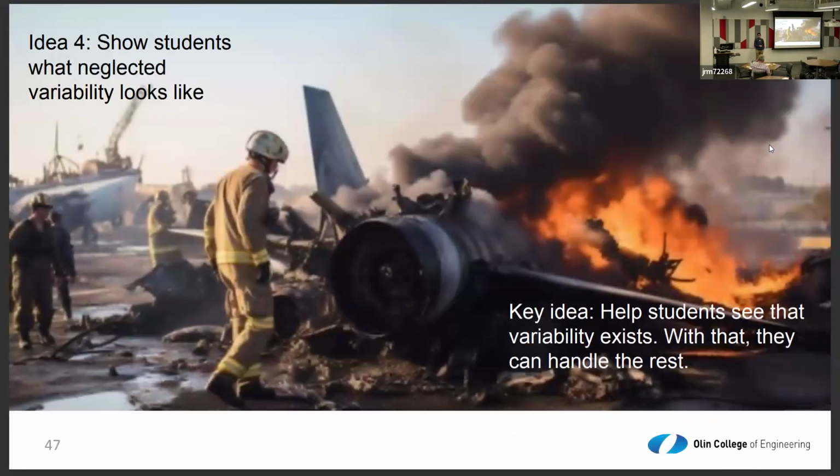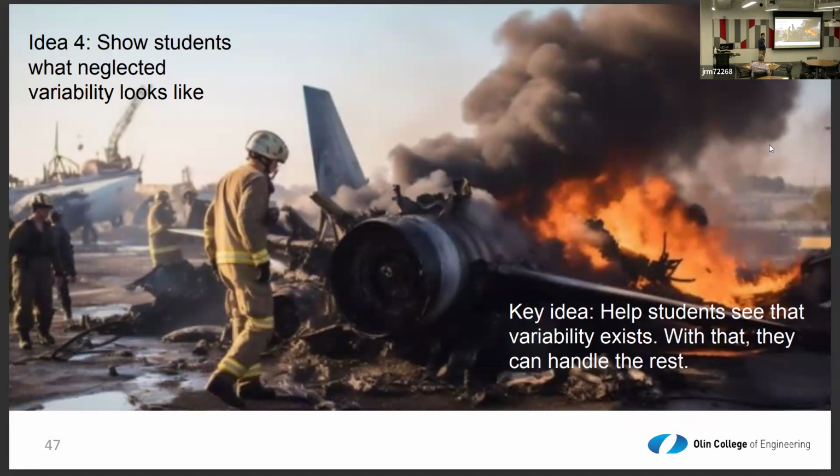Final idea, and also last content, talk about what neglected variability looks like. I still come back to this example because it's very striking. I think it's very surprising at first, this whole average man idea. And it ends up really underscoring why variability matters, how things can go wrong.